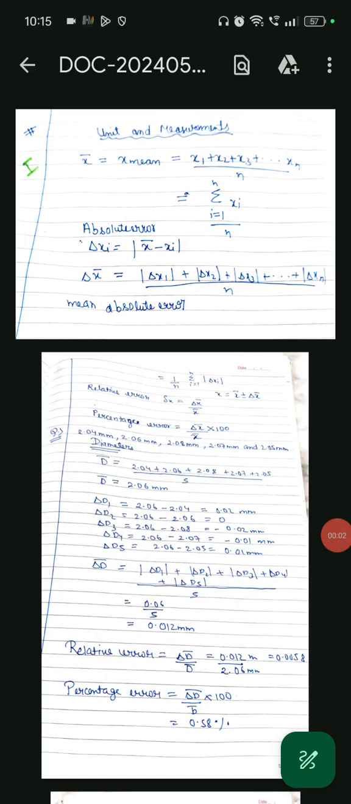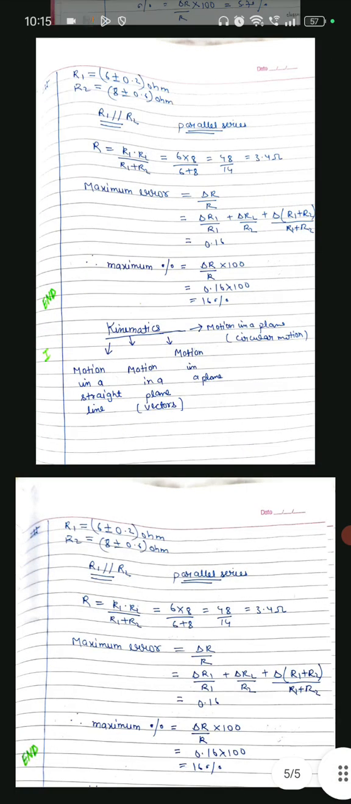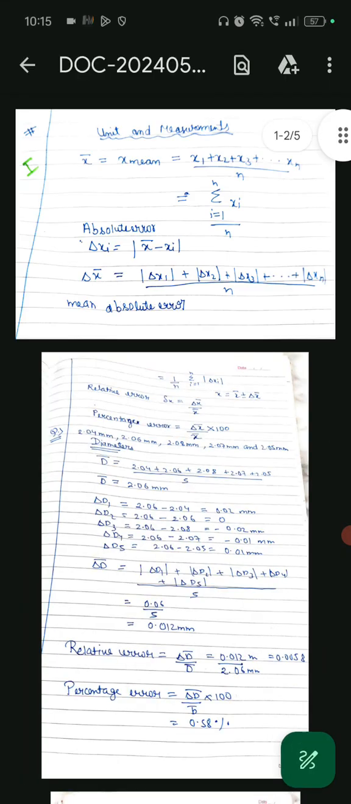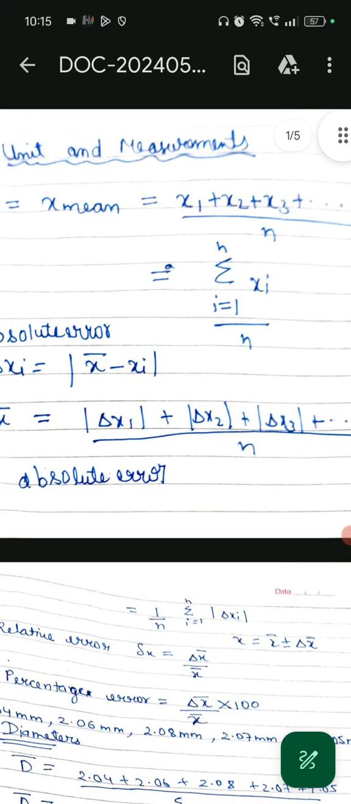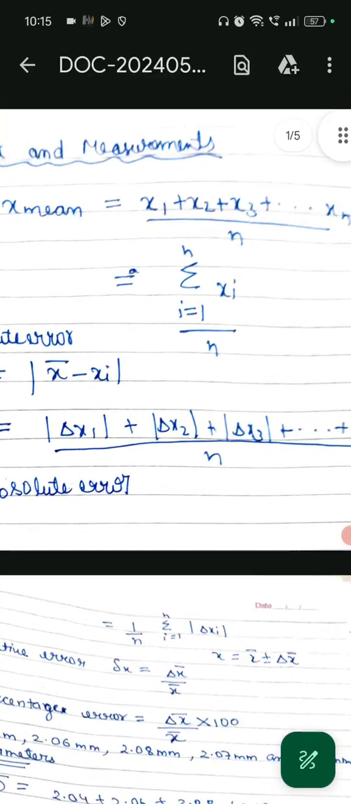Hello friends, today we'll discuss the important questions of units and dimensions. So these are the important questions we are going to discuss. Look at this question on units and dimensions.